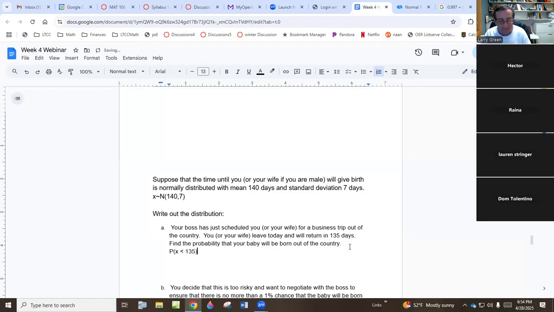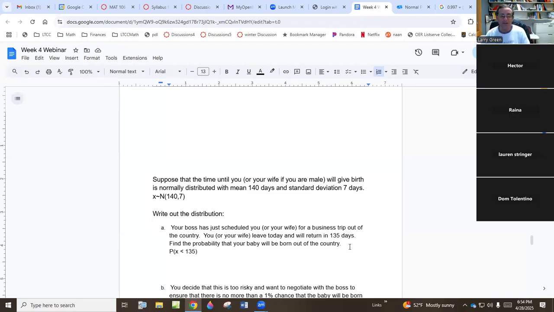And I want to mention with the normal distribution, it's a continuous distribution. So if you're wondering whether it should be less than or less than or equal to, it actually makes no difference, because the chance of being exactly 135 is zero. 134.99999 could happen. Do you see that? So you don't have to worry about issues with less than versus less than or equal to. They're the same meaning when you have a normal distribution.